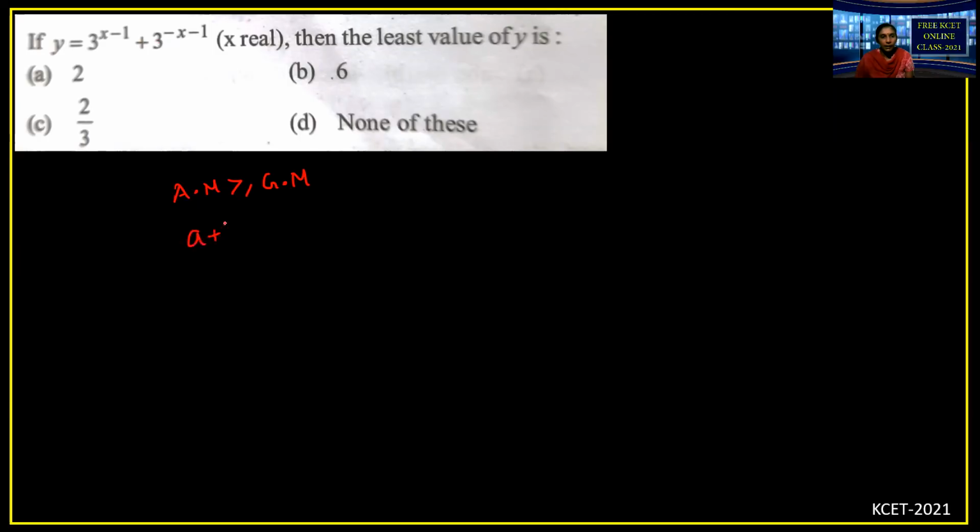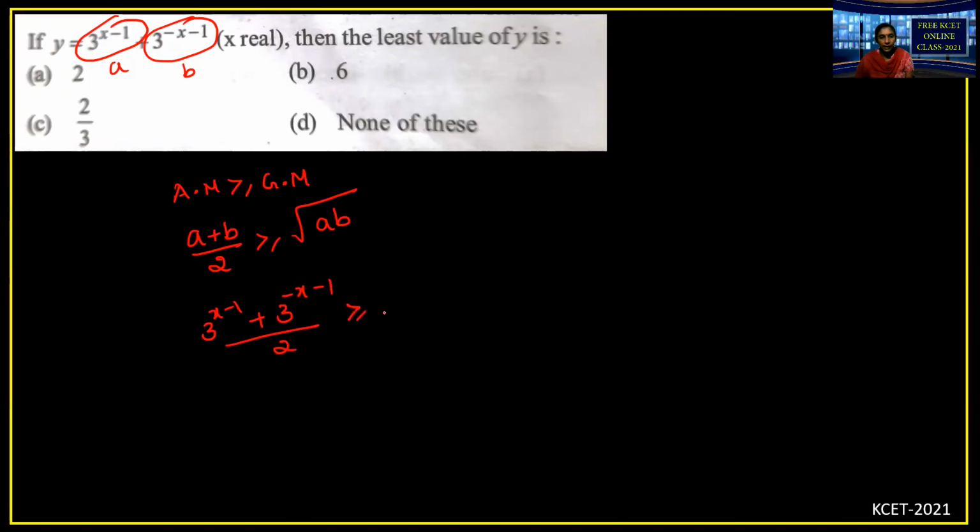So arithmetic mean greater than or is equal to geometric mean means (a plus b) by 2 is greater than or is equal to square root of a into b. So here a value is given by 3 power x minus 1, b value is given by 3 power minus x minus 1. So apply this: 3 power x minus 1 plus 3 power minus x minus 1 divided by 2 is greater than or is equal to square root of 3 power x minus 1 into 3 power minus x minus 1.